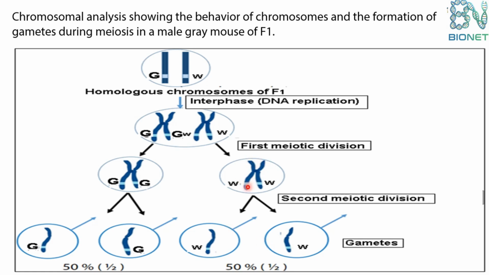of the chromatids. At the end of meiosis, we will obtain four gametes of two types, two gametes carrying the allele G and two gametes carrying the allele W. So the hybrid individual produces two types of gametes: 50%, or half the gametes, having the allele G, which is the dominant allele, and the other half having the recessive allele, which is the allele W.